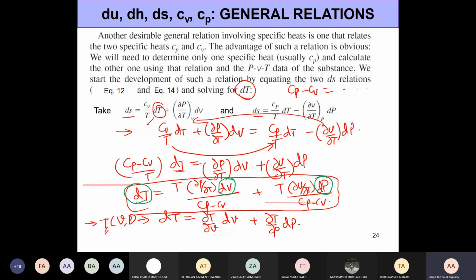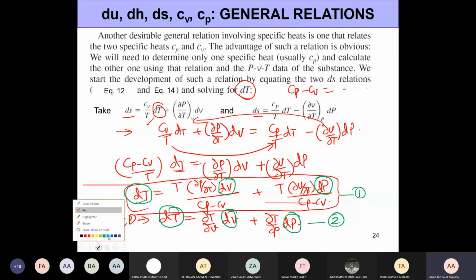Now, the reason I've done all this is because I want you to compare the coefficients of these equations. If you look at equation 1 and equation 2 right here, both of these are dT equal to some coefficient times dV plus another coefficient times dP, which means I can equate the coefficients of dV and dP. This term, which I've circled, should be equal to ∂T/∂V, and this term, temperature times ∂V/∂T divided by Cp minus Cv, should be equal to ∂T/∂P.